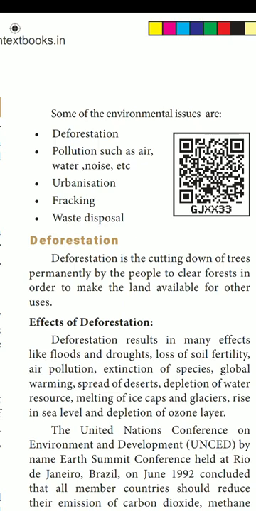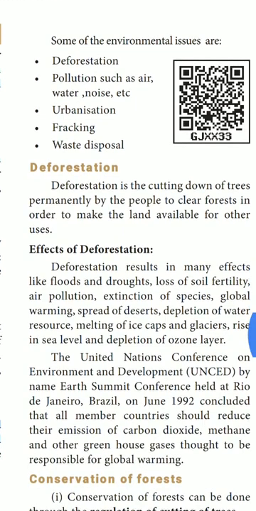Okay, what do you know about deforestation? That means cutting down of trees. For what purpose are human beings cutting the trees? In order to cultivate or to build many buildings, isn't it? So deforestation is the cutting down of trees permanently by the people to clear forests in order to make the land available for other uses. Other uses means for agriculture purposes and also for building many industries like that.